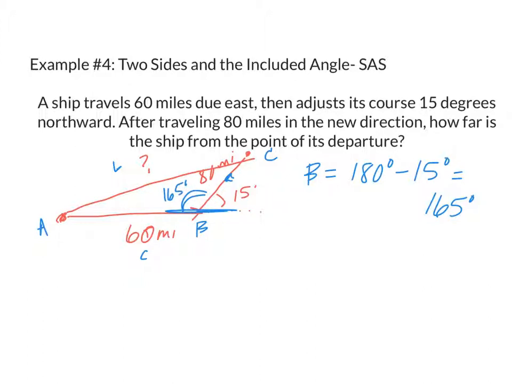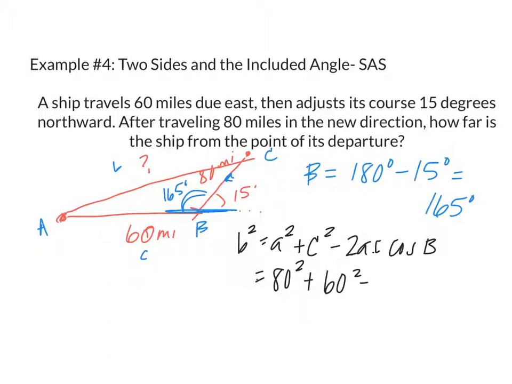And we need that. The reason why is that in order to find side B, you have to have cosine B. So the formula goes this way: B squared equals A squared plus C squared minus 2AC cosine of B. So then that means A, little a, is 80, so that's 80 squared plus C is 60 squared, minus 2 times A, which is 80, times C, which is 60, times cosine of B, which is 165 degrees.